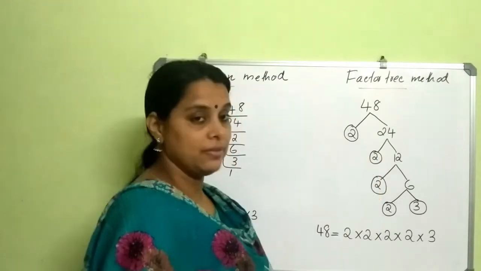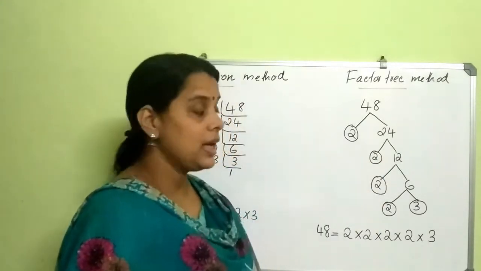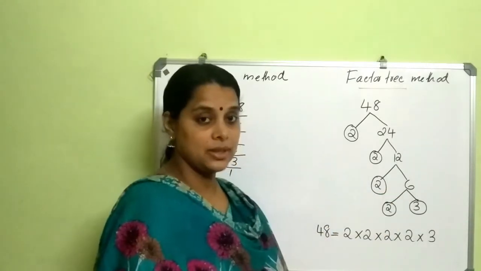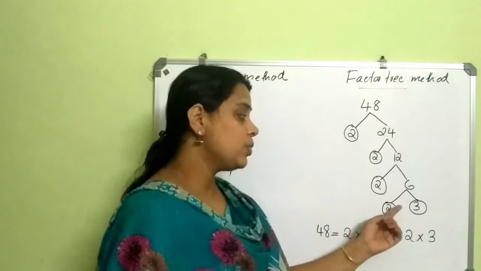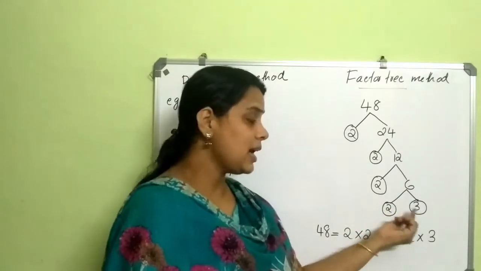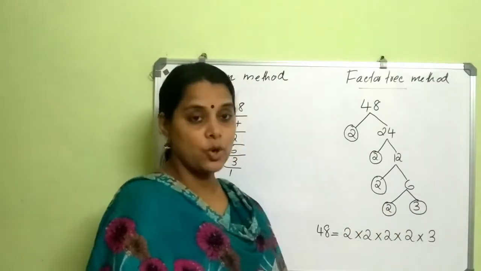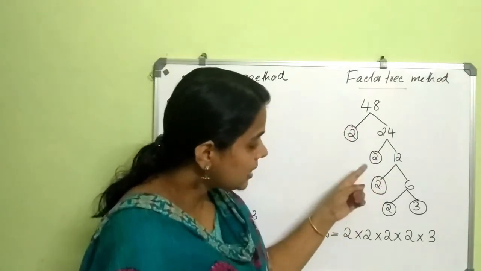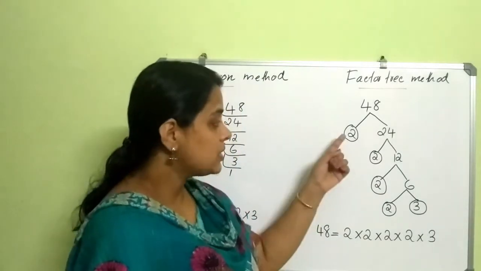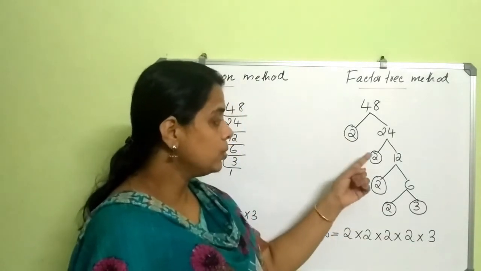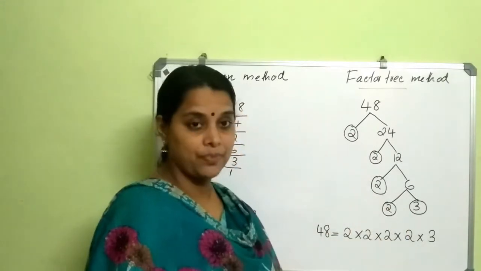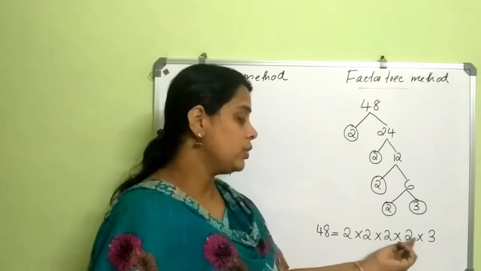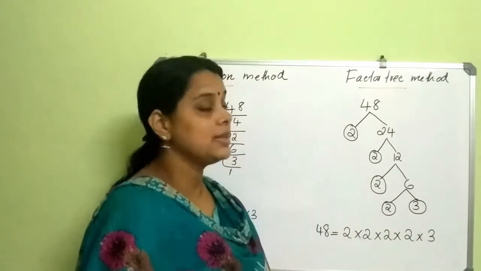2 into 12. 12 is composite. Again we do 2 into 6. 6 is composite, we continue the process. We will get 2 into 3. 2 and 3 are prime numbers. Now we can stop the factorization. Here I circled all the prime factors: 2, 2, 2, 2, 3. So we can write 48 as 2 into 2 into 2 into 2 into 3. This is the factor tree method.